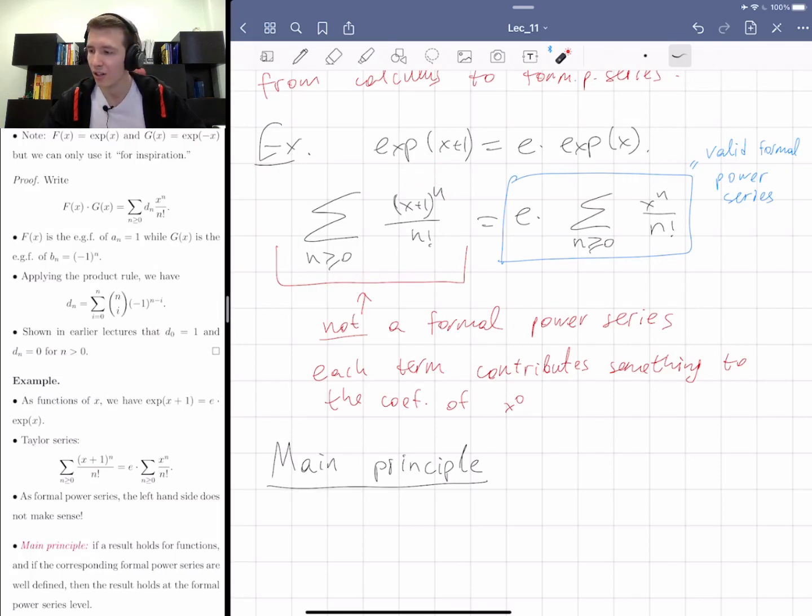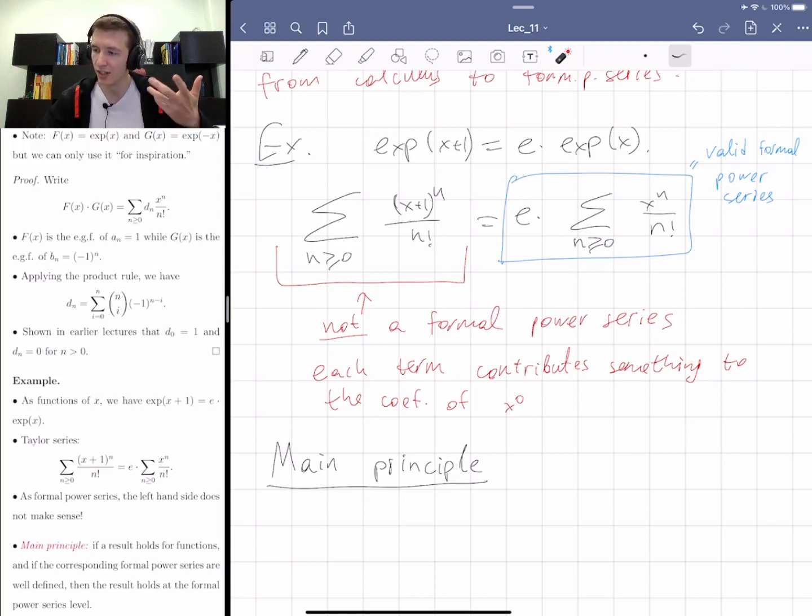Why do we want a formal power series, you're saying? Well, working with formal power series allows us to not care about convergence. Right? So we can work with more general sequences, which do not necessarily converge.